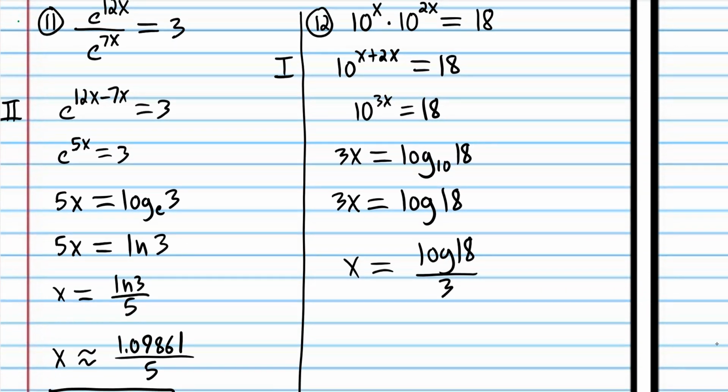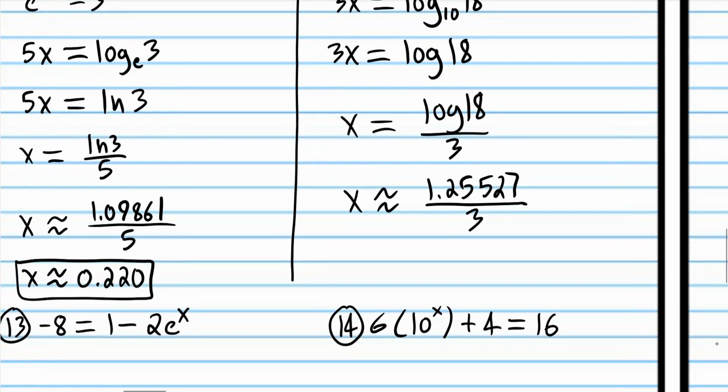So I'm going to enter 18 in my iPhone. Remember, if you're using a graphing calculator, you're going to have to push the log button first, then 18. But if you're using an iPhone, you enter 18 and then push the log base 10 button. So we get 1.25527, and it just keeps going on and on. I'm going to keep that exact number in my calculator, divide by 3, and our final approximation is 0.418.